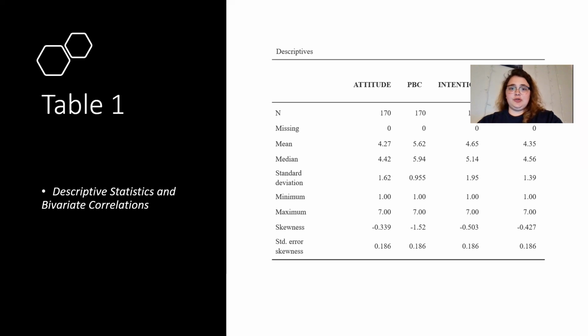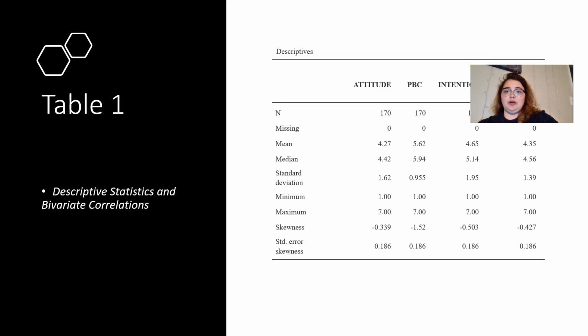So this table shows all of our mean, median, standard deviations, our minimum and maximum, which is basically the first answer to the last possible choice, the skewness that is here. And as you can see, the mean for attitude was 4.27. The PBC mean was 5.62. The intention was 4.65, and normative pressure was 4.35.